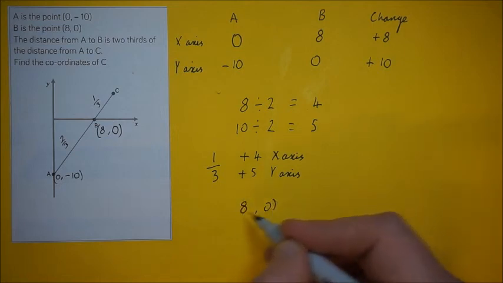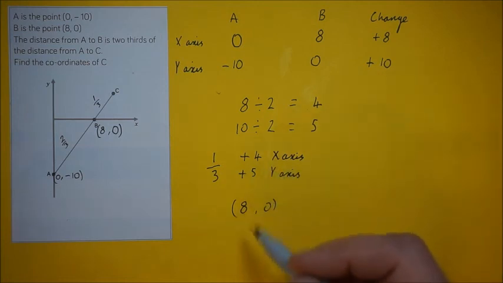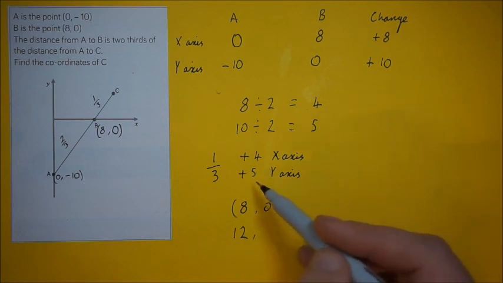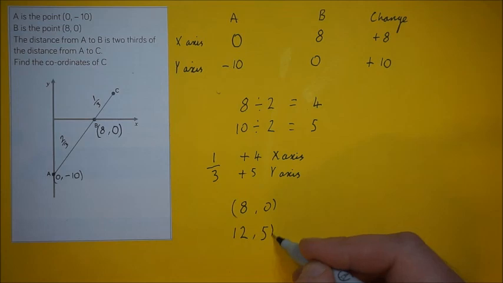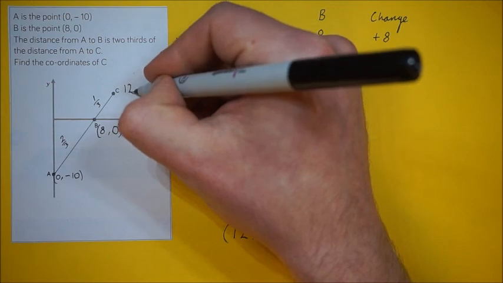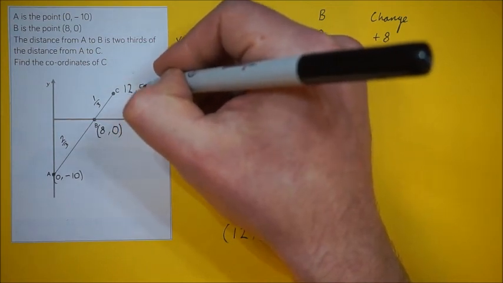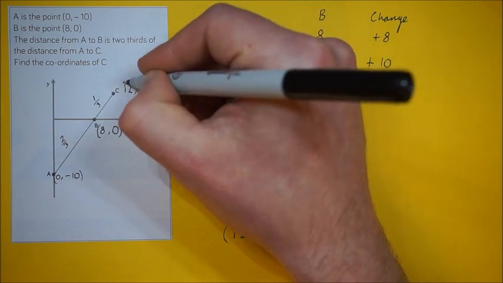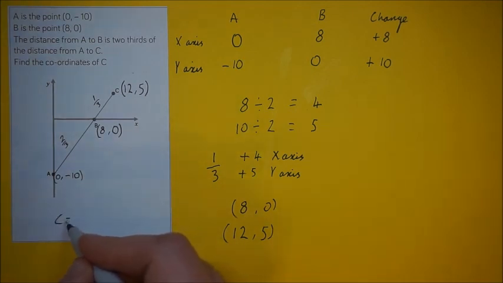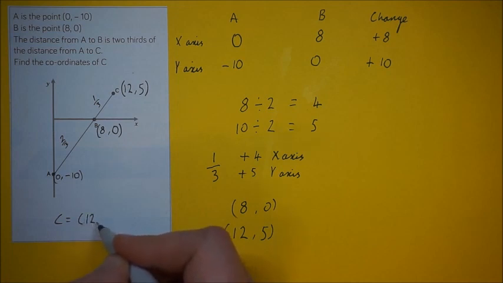So then if I look at B, we said was 8, 0. You've been told that B is 8, 0. So if I plus 4 on the x-axis, 8 plus 4 will give me 12, and then 0 plus 5 will give me 5. So I think that the coordinate for C is 12 on the x-axis and 5 on the y. And if I look at the point against the axis, that does seem to make some sense. So my answer, I think, is C equals 12, 5.